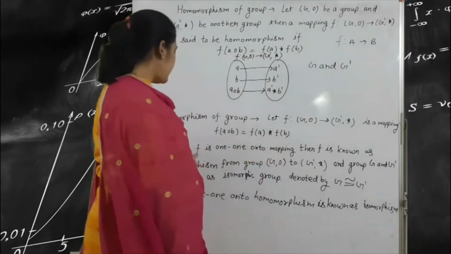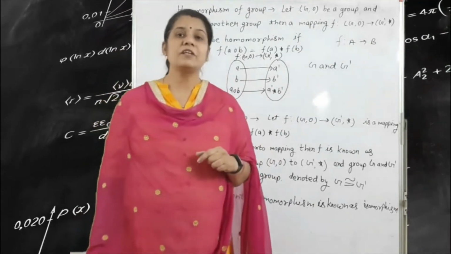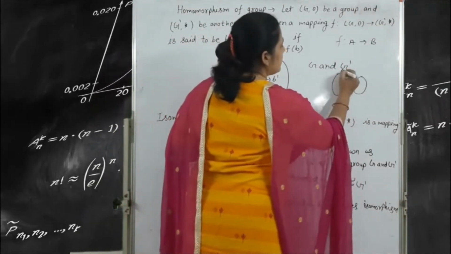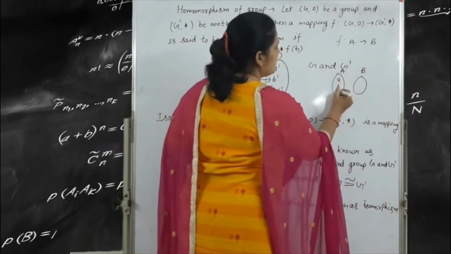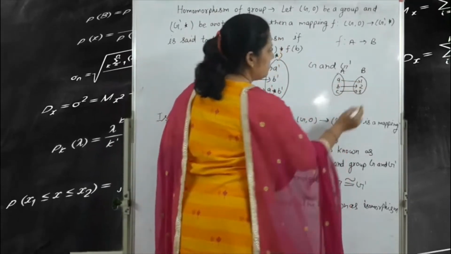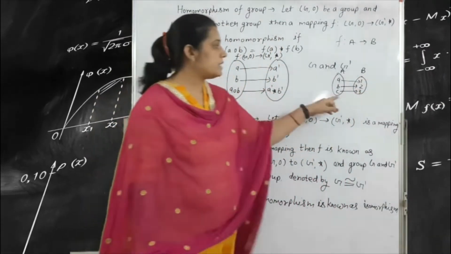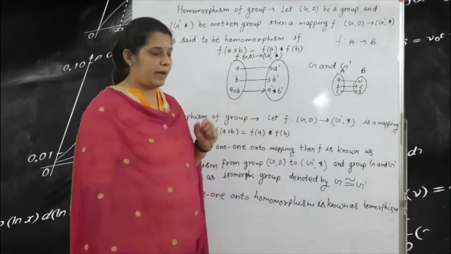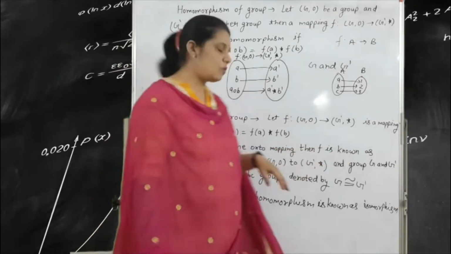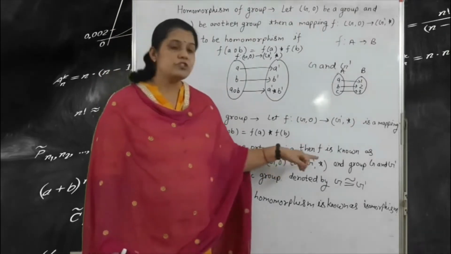Also F is a 1-1 onto mapping. What do you mean by a 1-1 onto mapping? For example, we have two sets A and B, with elements A, B, C and 1, 2, 3. Every element has a unique image, and no other elements are remaining without an image. So this is the 1-1 onto mapping. Also, if F is a 1-1 onto mapping, then F is known as an isomorphism from group G,O to G dash,star.